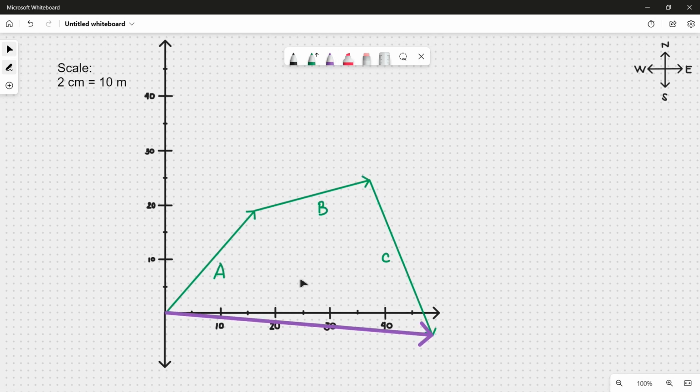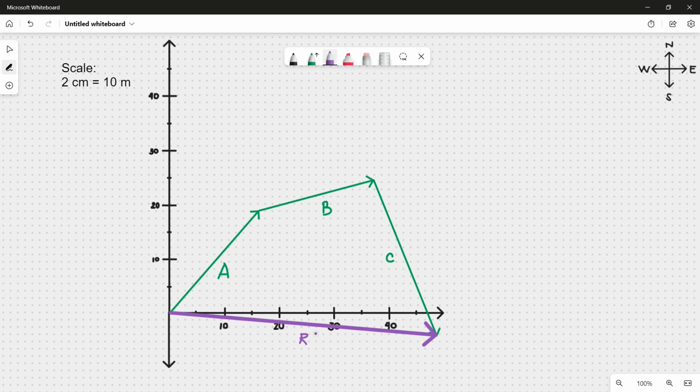Use a ruler to measure the magnitude of R, remembering to convert back to the units of meters using the scale. Use a protractor to measure the direction of R. While the direction of the vector can be specified in many ways, the easiest way is to measure the angle between the vector and the nearest horizontal or vertical axis.